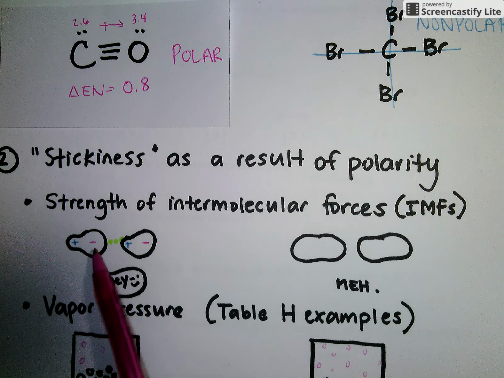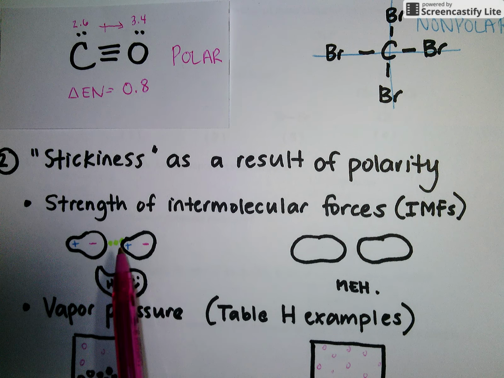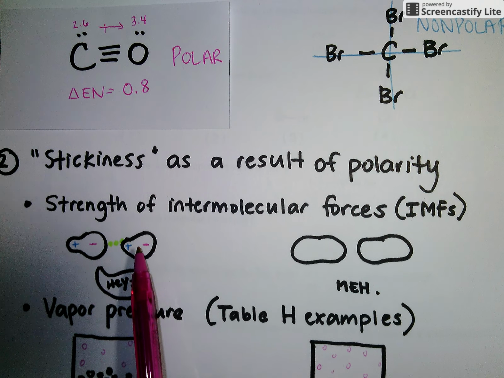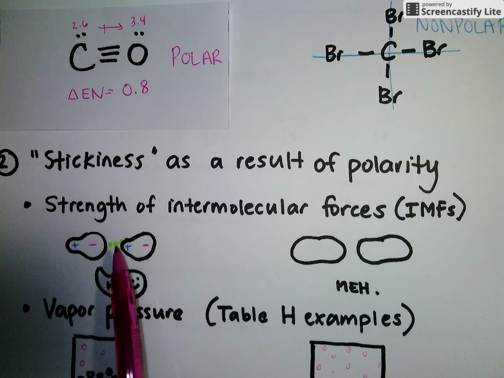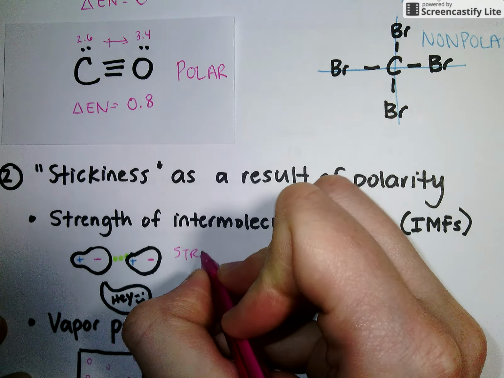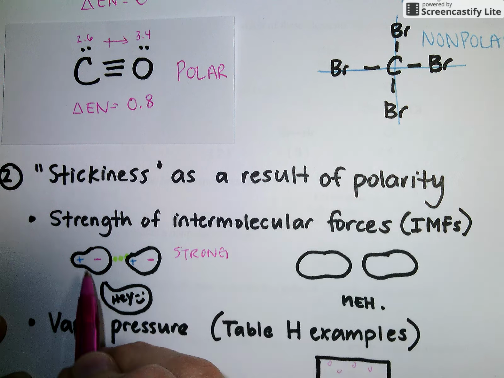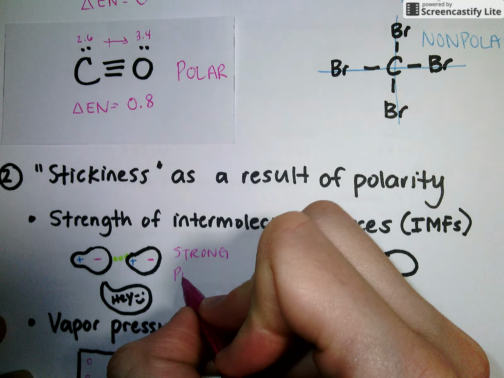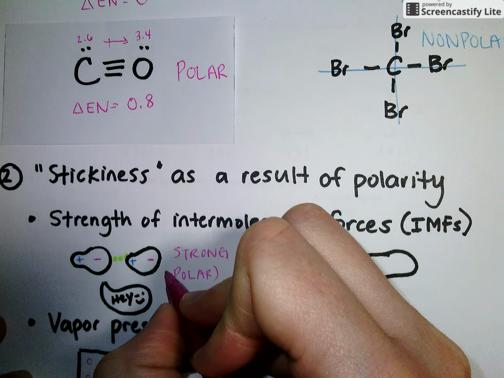IMFs are forces that act between molecules that show an attraction for, let's say, a negative thing to a positive thing. These two molecules are notably attracted to one another because negative attracts positive. It's going to be very hard to rip these two molecules apart. So we say it has strong intermolecular forces. And because it has these positive and negative ends, where'd that come from? Well, it was from a polar molecule.